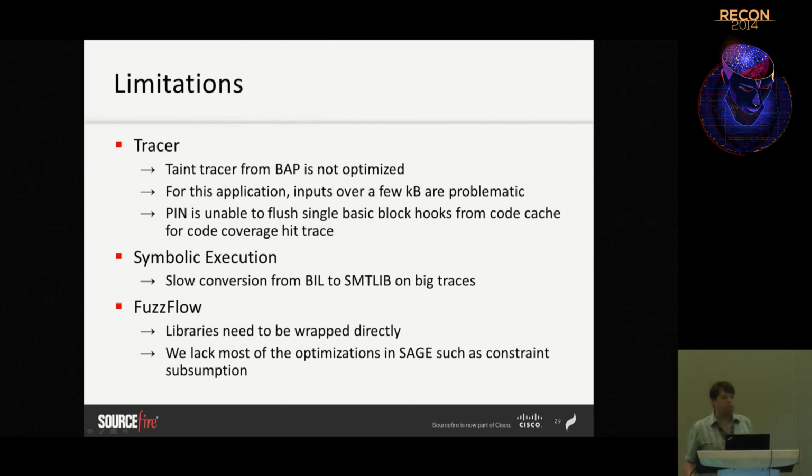So, limitations. There's a lot of them, unfortunately. Once again, we don't have the crazy resources that MSR does to do a lot of optimization. So the taint tracer from BAP is not highly optimized. It's highly functional, and it's the best tool out there that everybody has available. So I highly recommend using it, but it's not the most optimized code in the world. That's okay.